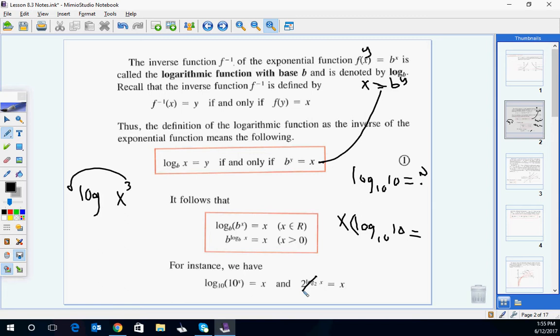Hello. All right, so we're just going over the basics right now of logarithms. Forgot my notes.